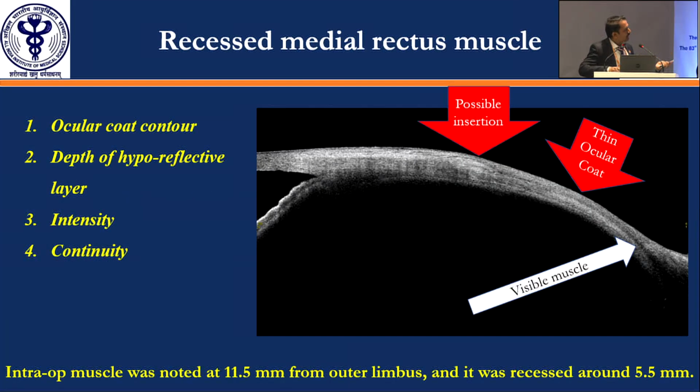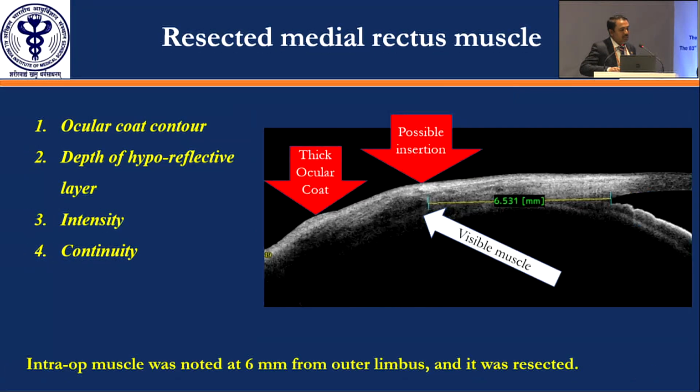So how to identify a recessed medial rectus muscle? You saw the 4 criteria in the previous slides, so again we need to apply these 4 factors. If you see the ocular coat contour, it is not smooth. There is a normal contour here, then suddenly it becomes thin, which means the muscle is missing. Hyperreflective layer: I won't see any muscle hyperreflective layer here, it starts from here. Intensity, again, is the initial portion. Continuity: I see it continuous from here. As we know anatomically, the sclera is thinnest just beneath the insertion. So this is the original insertion and the muscle has been sent posteriorly. That's how you identify the recessed muscle.